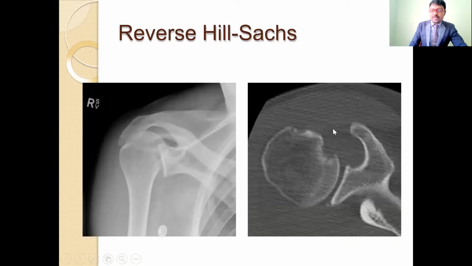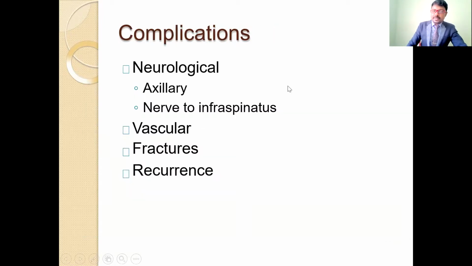So if you see here, this is the reverse Hill-Sachs. If any fracture fragment is of a larger size, then in these conditions the only treatment plan is open reduction.